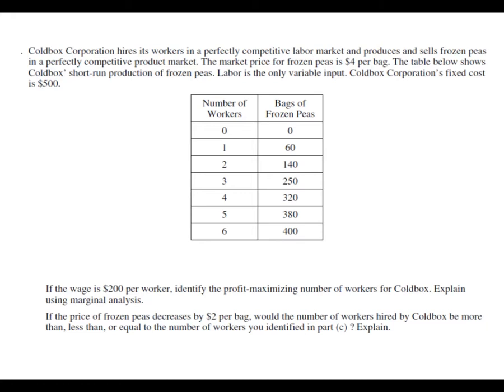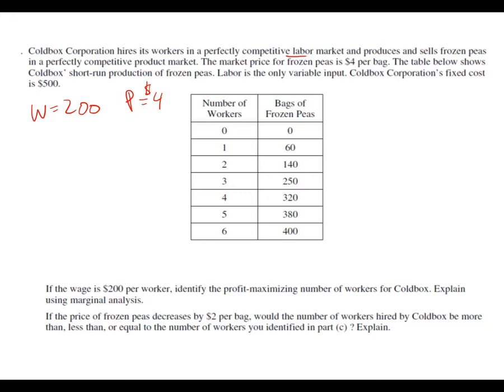So, got a couple examples here. This one is a perfectly competitive labor market. That means all workers are the same, and I'm going to hire and pay them all the same. In this case, I'm going to pay the workers 200. So, wage is 200. Okay. The market for frozen peas. The price of frozen peas gives us $4 a bag of peas. And then the fixed costs are $500. It's not really relevant here, but it's giving us that information anyway.